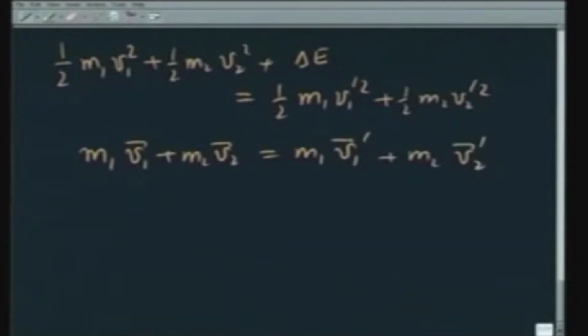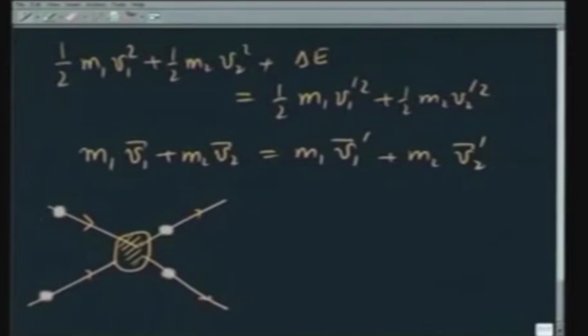In case you have lost track of what's going on so far, let me remind you, two particles are coming in, interacting for a short time in a very small region and going out. This particle has mass m1, this particle has mass m2, coming in with velocity v1 and v2, and m1 goes out with v1 prime and m2 goes out with v2 prime.